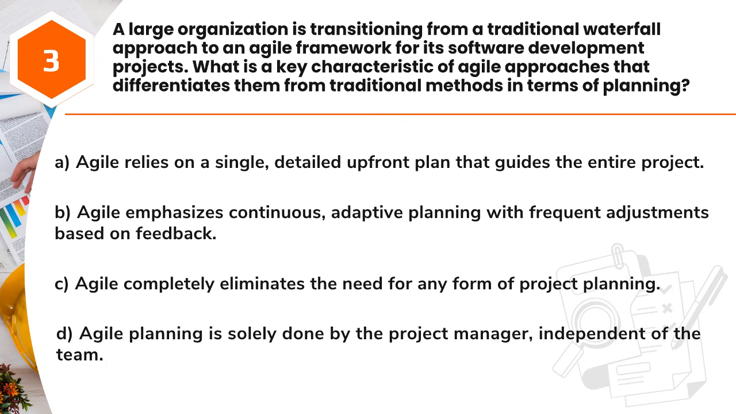A. Agile relies on a single, detailed upfront plan that guides the entire project. B. Agile emphasizes continuous, adaptive planning with frequent adjustments based on feedback. C. Agile completely eliminates the need for any form of project planning. D. Agile planning is solely done by the project manager, independent of the team.